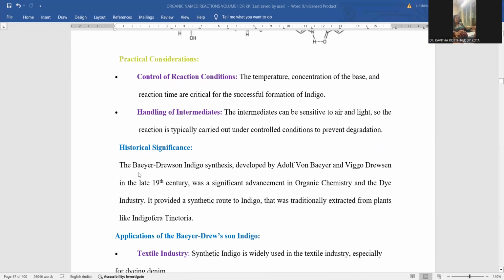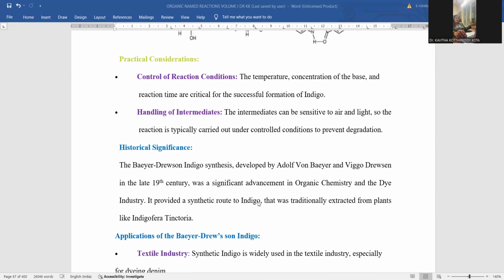Historical significance. Baeyer-Drewson indigo synthesis is the most historical in nature. Adolph von Baeyer and Viggo Drewson in the 19th century established this kind of indigo synthesis in the field of organic chemistry and the dye industry as well. They provided the synthetic route for the indigo synthesis.